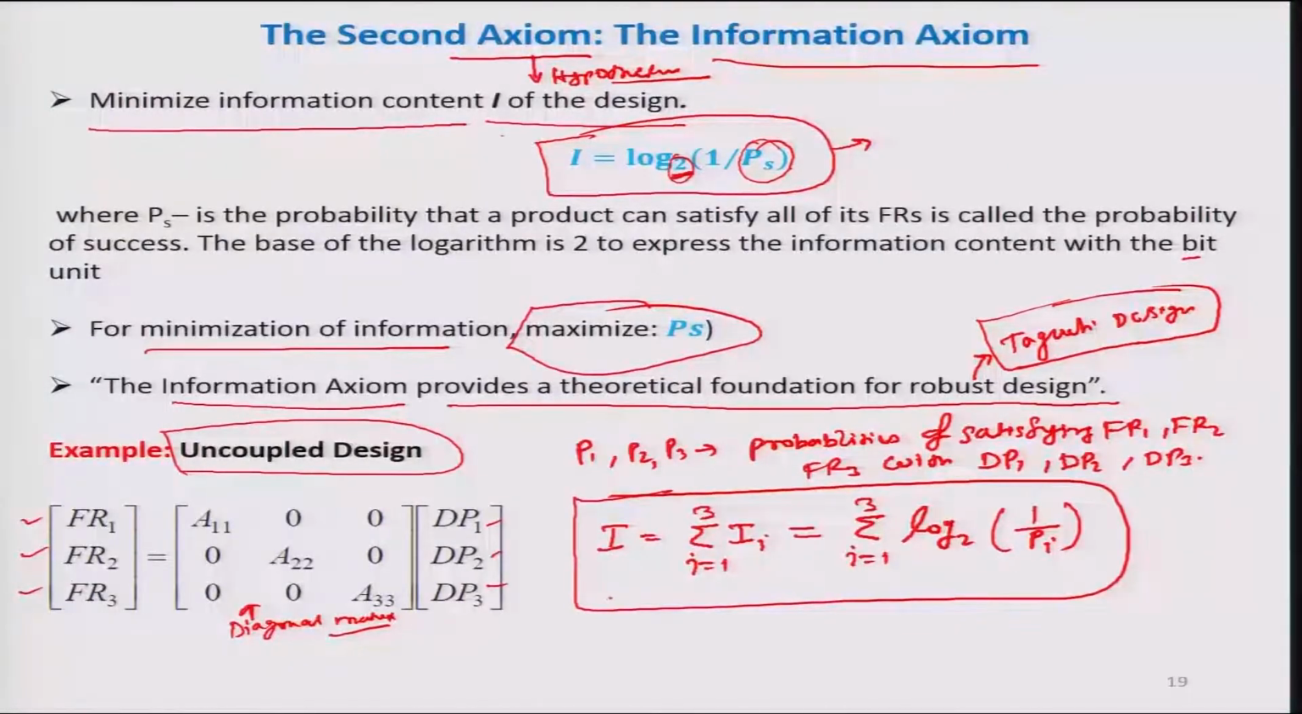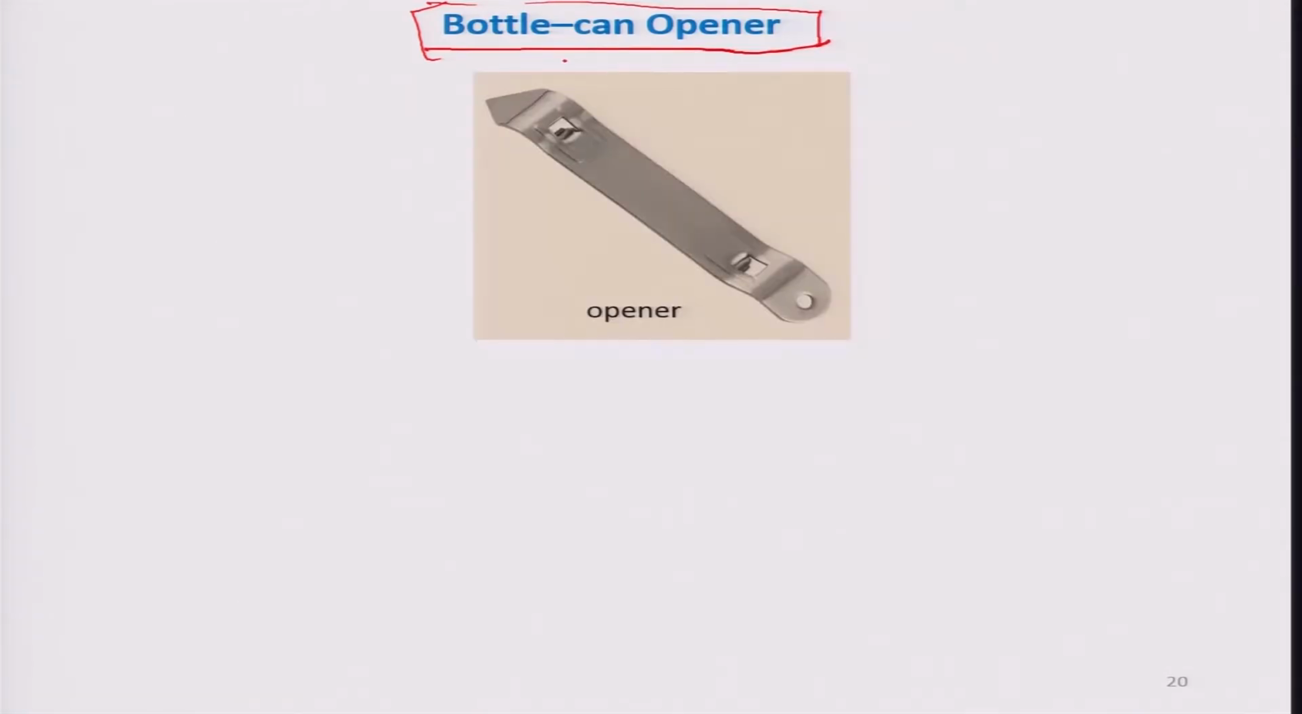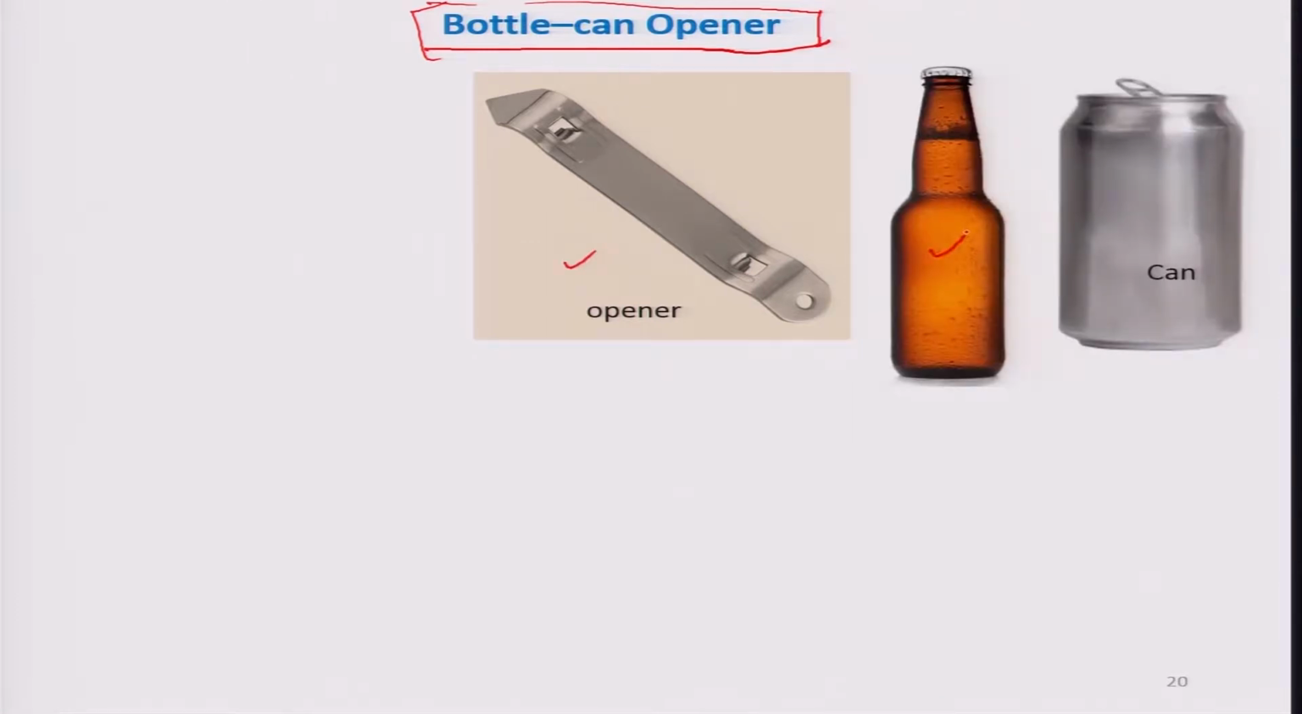So this is the information content for this uncoupled design example. Now I am giving you one real example, the bottle can opener, and we are going to calculate the information matrix for that bottle can opener. This is the bottle can opener. Using this you can open your beverage bottle as well as your aluminum can.